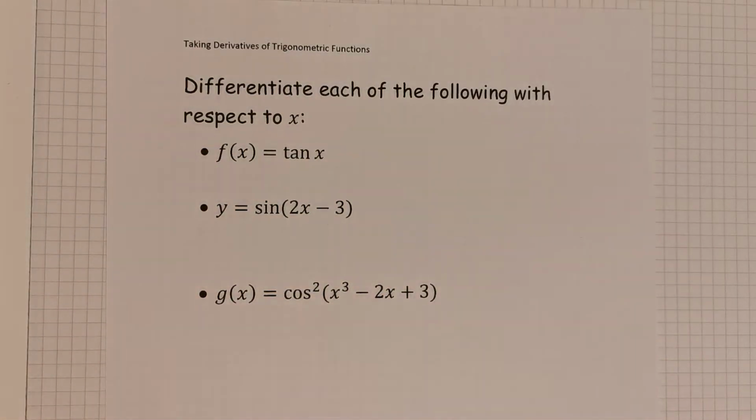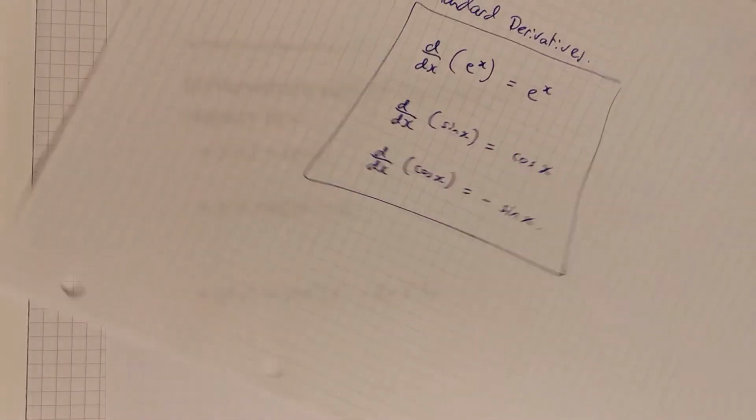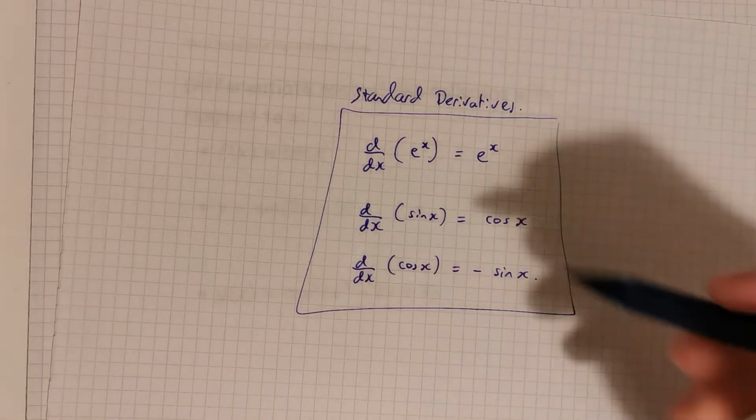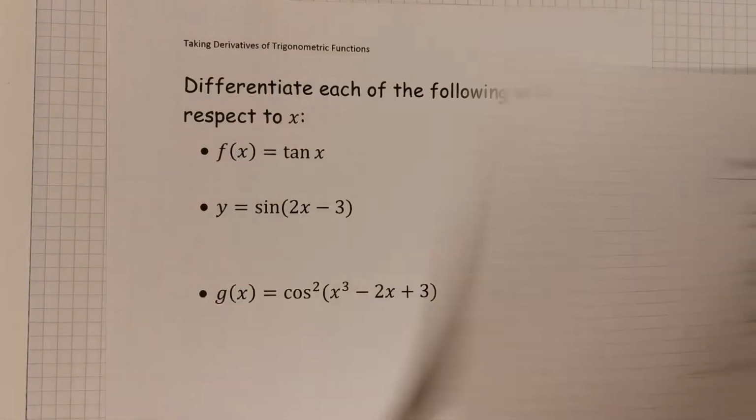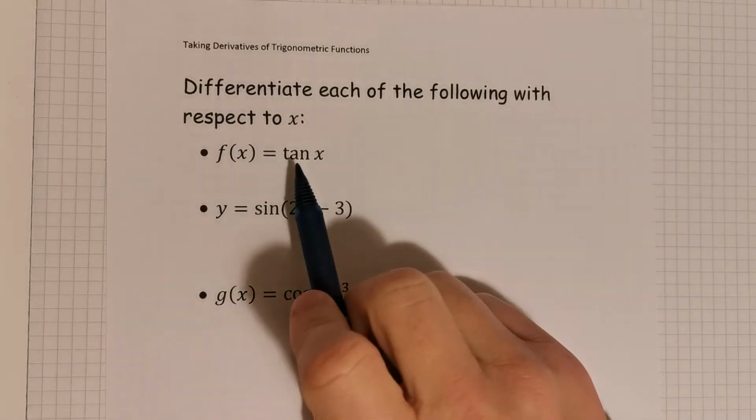Okay, in this video we're going to look at taking derivatives of some trigonometric functions. We've looked at taking derivatives of sine and cosine in a previous class. We found the derivative of sine was cosine, and the derivative of cosine was the negative of sine. In this class we're going to take the derivative of tan.